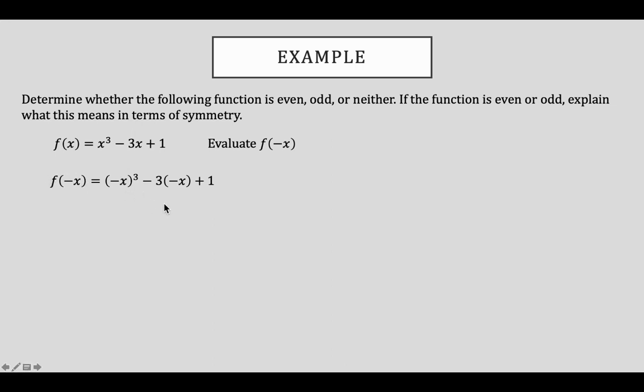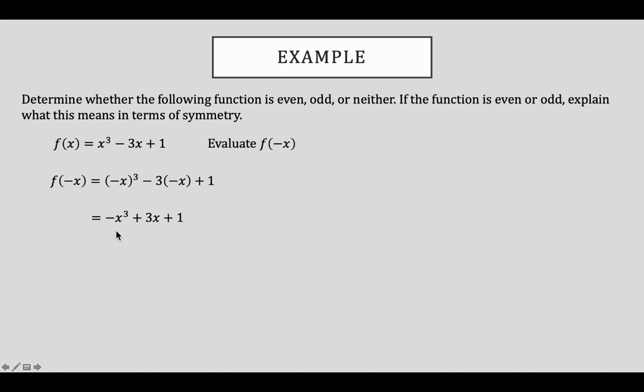Again, when you are evaluating, put everything that you're plugging in inside of parentheses. It will make your life so much easier. Now we need to simplify. Here I have a negative quantity that is being cubed. Whenever you cube a negative, the end result is still going to be negative. Therefore, negative x to the third still gives us negative x to the third. Here I have a negative 3 times a negative 3x. When I multiply a negative times a negative, that is going to become a positive.